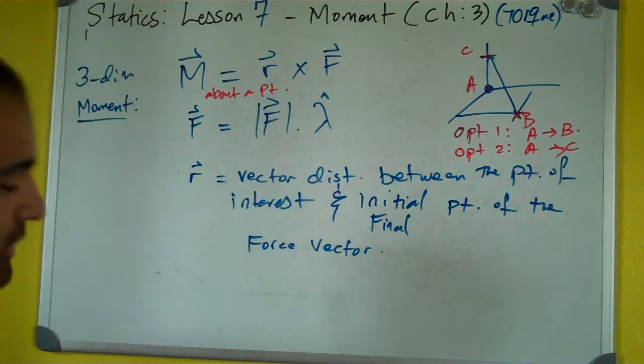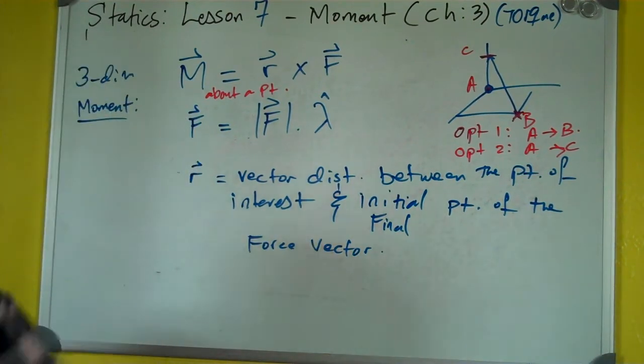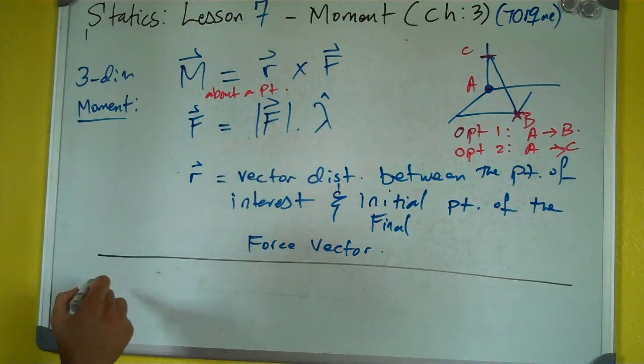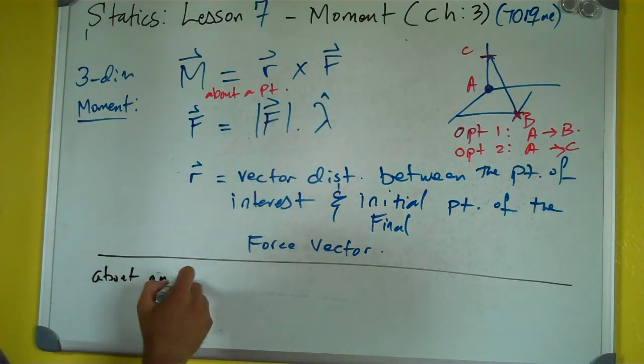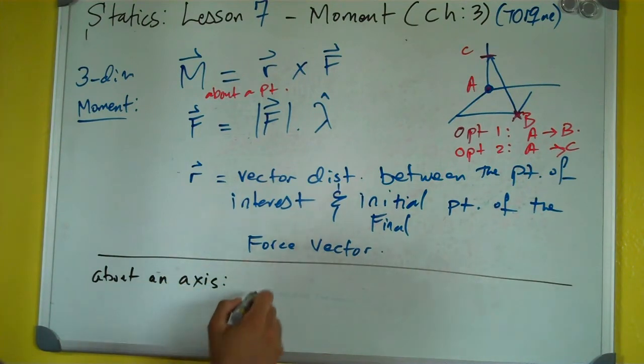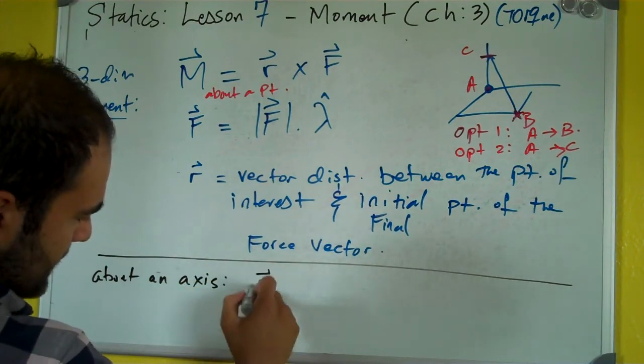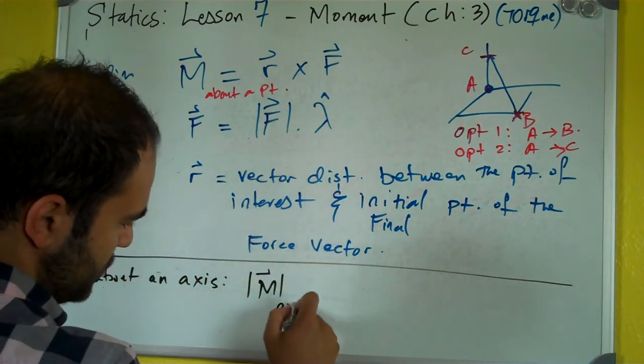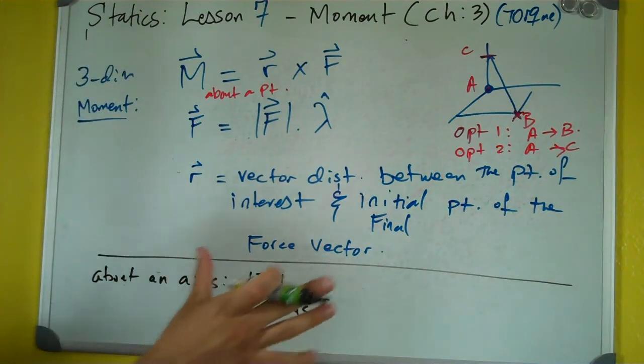In three-dimension, you could have moment about an axis. How to do that? It's not that significant a difference. You've got about an axis. Same thing, moment about that axis. It's not going to be a vector, it's going to be a scalar, because you already identified the axis.